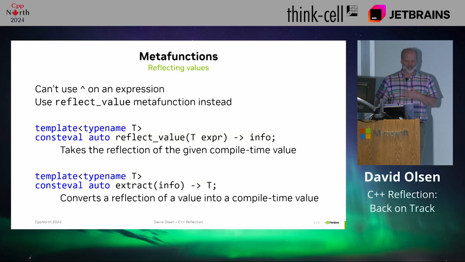And you give it a reflection of a value, not of something else. It has to be of a value. And it will give you back the compile time value that is being reflected. There's also reflect_object and reflect_function related to reflect_value, but the subtleties are different, and I don't have time to explain those here.